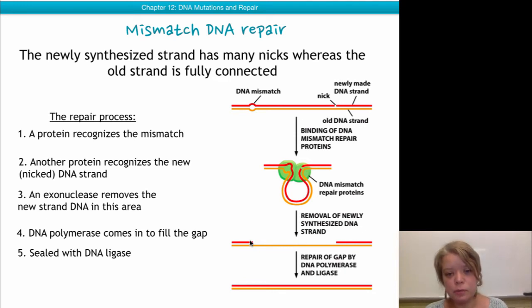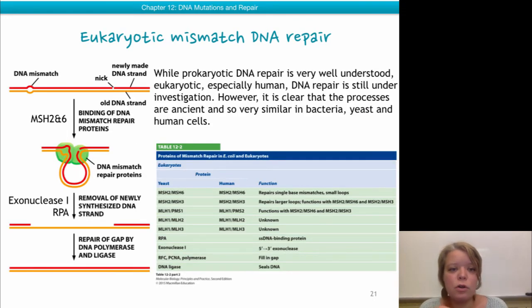This empty chunk of single-stranded DNA is then repaired by DNA polymerase, and the breaking sites, the nicks of the repair right here, will be repaired by DNA ligase. The eukaryotic and prokaryotic DNA mismatch repair machinery is quite similar, at least between yeast and E. coli. However, much less is known about how mismatch DNA repair occurs in humans.